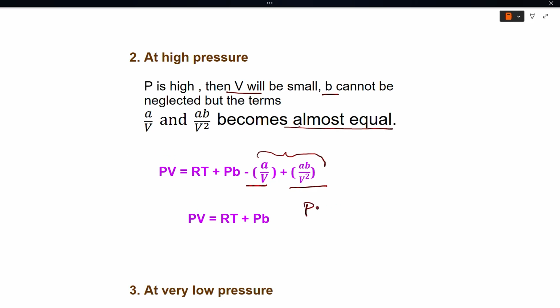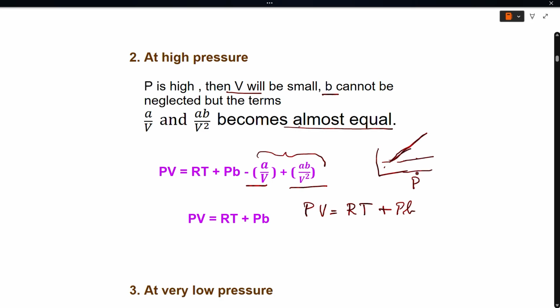What does it mean? That is, PV is not equal to RT but greater by a factor PB, and this represents the graph. You can have that there will be a rising part. That is, when pressure is high, you have the rising part just because the value will be greater than RT instead of PV equals RT.